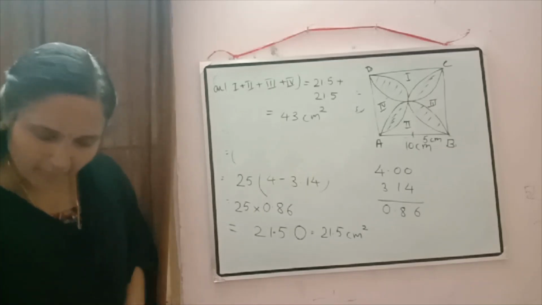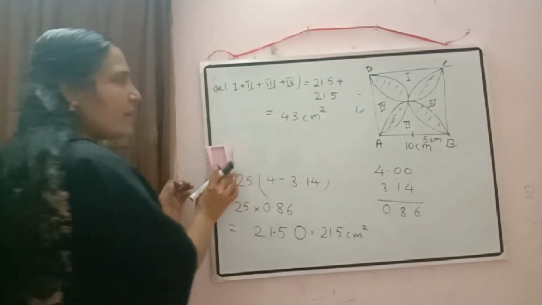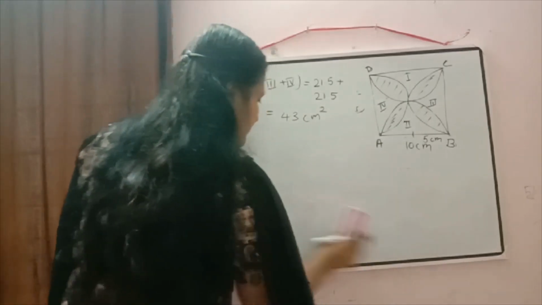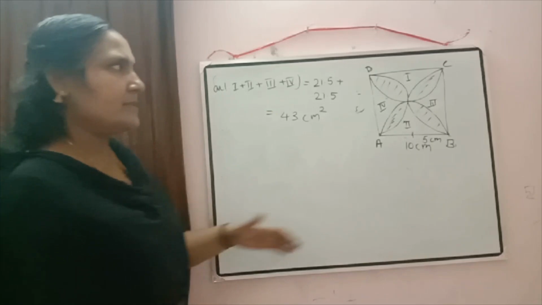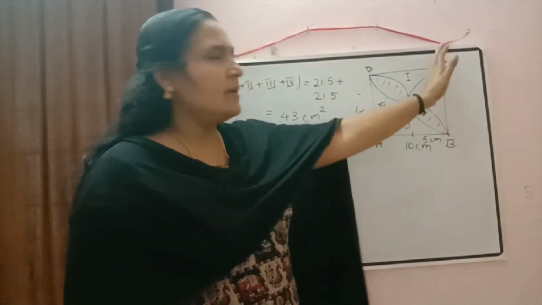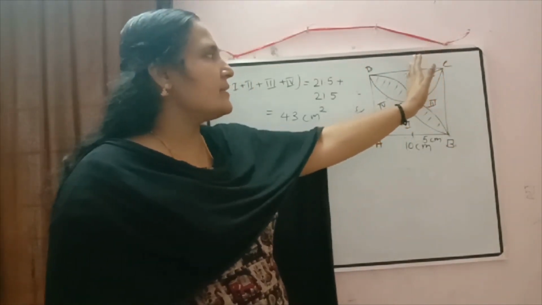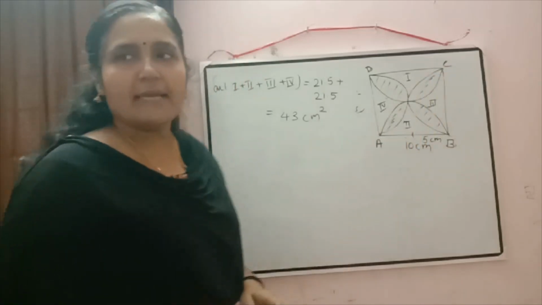Now what we have to calculate, second part, is area of shaded region. So how will we calculate the area of shaded region now? Yes, from the area of square we will subtract the area of unshaded region.